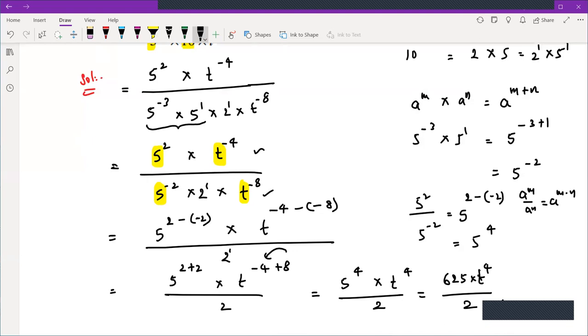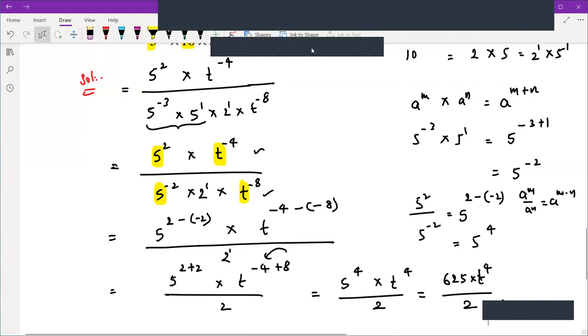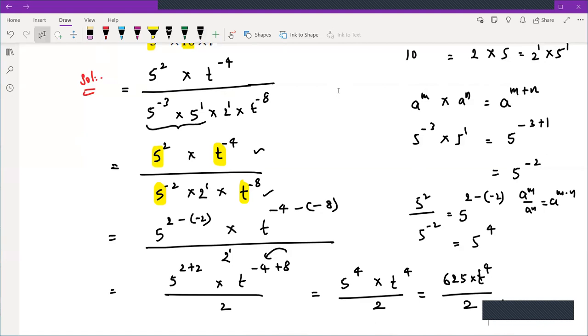Is it clear to everybody? Is it mandatory to write 5 power 4 as 625, or can we just leave it as 5 power 4 into t power 4 by 2? When they ask to simplify as much as possible, we simplify it. Now, t power 4 we cannot do anything, and 625 by 2, if we write in decimals also we can, but we are not doing it. That means the given exponents we are trying to write in normal form. T power 4 we cannot write without exponential form, so we left it as it is.